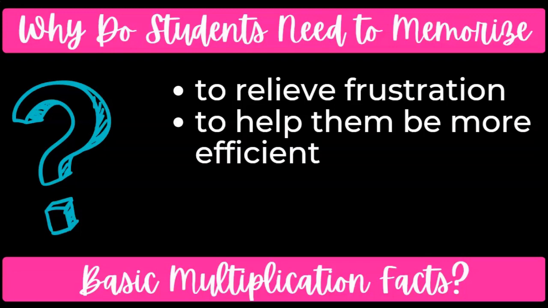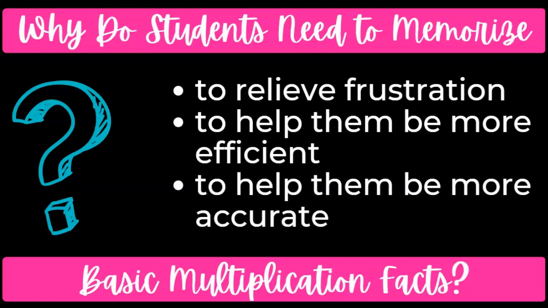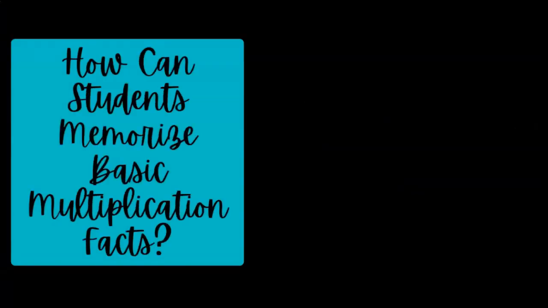They aren't having to spend several minutes using counting strategies to figure out the product of 4 times 9. Instead, they can quickly recall these products so that they can move on in the algorithm and to help them be more accurate in the calculations. As I mentioned before, when students have to stop in the middle of the algorithm when they are solving a higher level math expression, they are more likely to get distracted and miss a step in the process, leading to an incorrect solution. So, how can students memorize their basic multiplication facts?